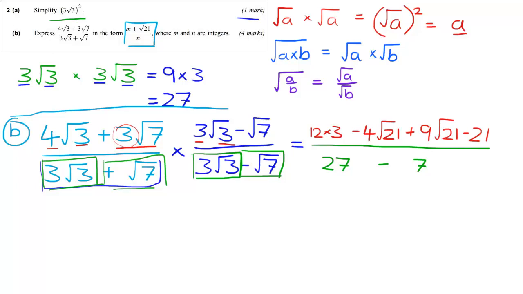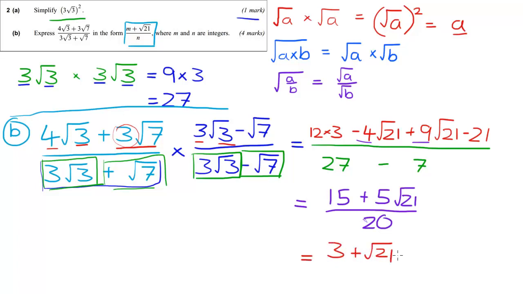So we're going to have 36 take away 21. That's going to be 15. Then we're going to have plus 5 root 21. We can just have the minus 4 and the 9, put those together. That's going to be over 20, and we can simplify it once more to get 3 plus root 21 over 4. We've just divided everything by 5. So that is our answer. I'll see you on the next video.